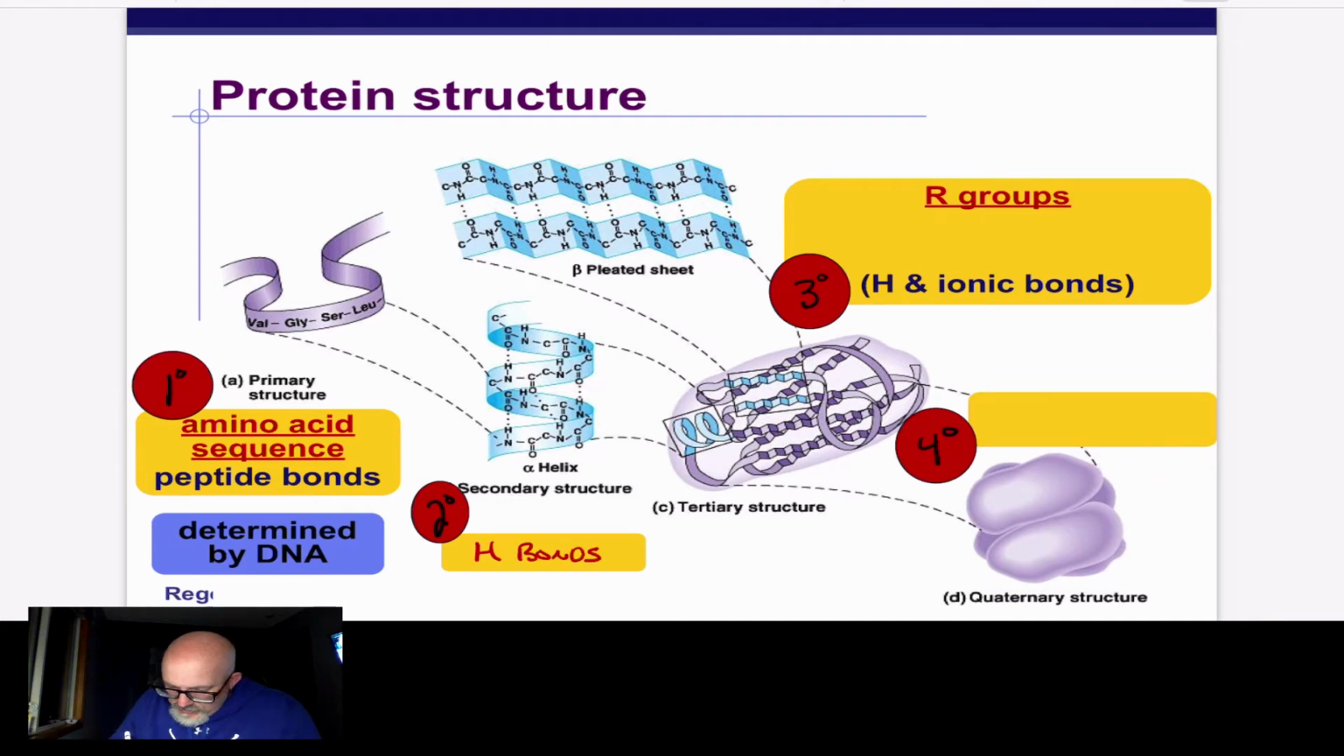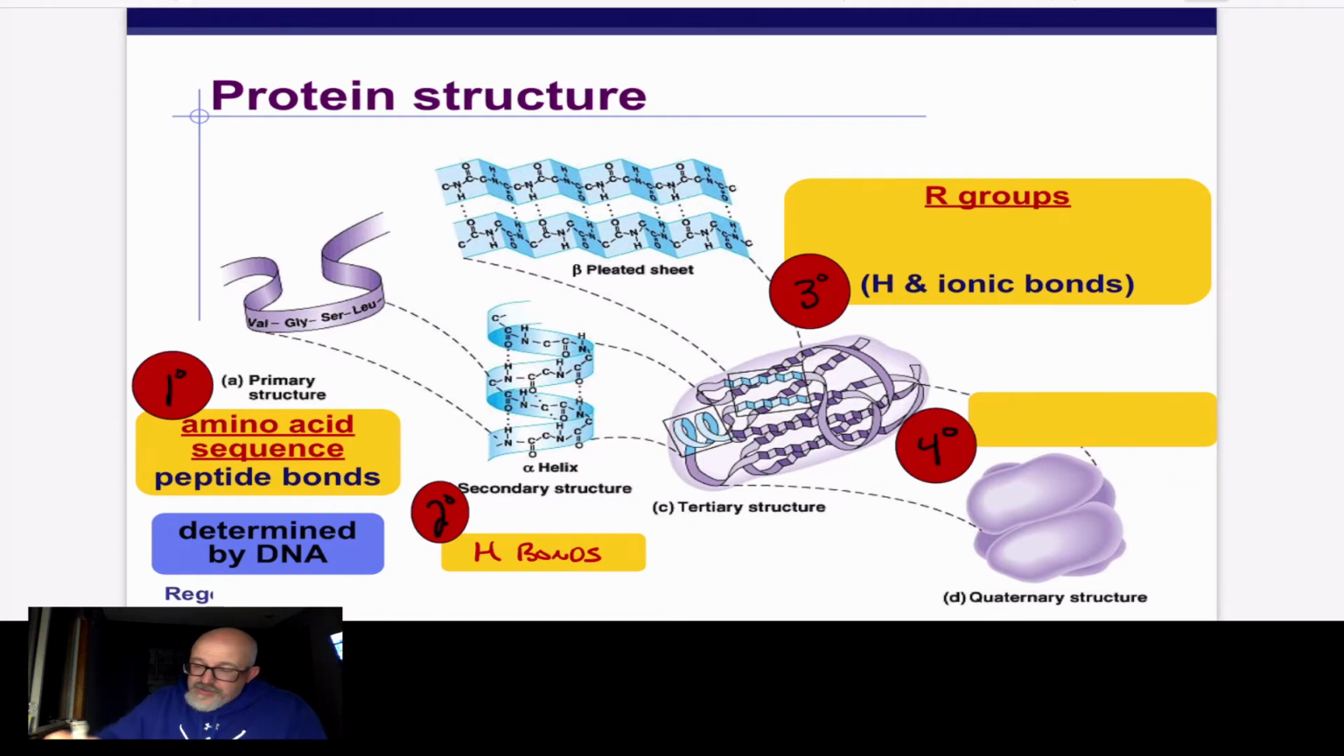So if you look, it's either going to be a beta pleated sheet, so it's going to fold like that, and those H's are then going to cause that pleating to stay, or it's going to make this alpha helix, and then the hydrogen bonds are going to cause it to hold that structure. So primary is just a single sequence. Secondary, now the hydrogen bonds hold it into those formats.